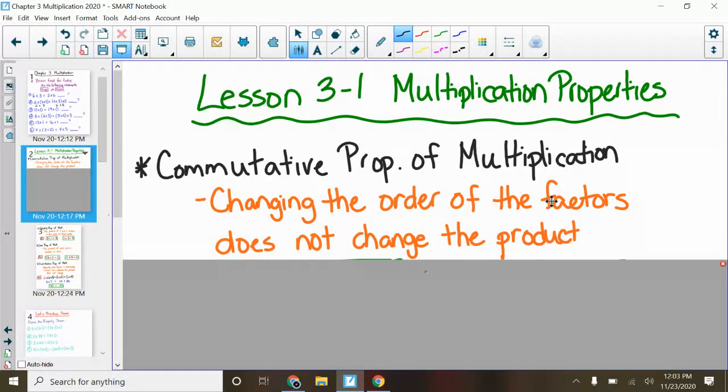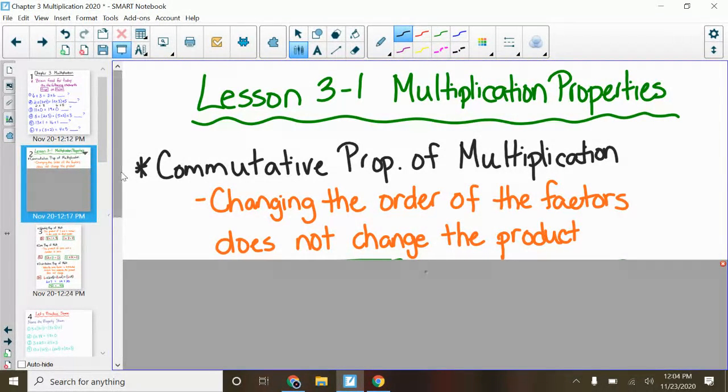Now, what you have to remember is that a factor is a number that I use to multiply together. They're the numbers inside of a multiplication problem. We call those the factors. If this was an addition problem, the numbers inside an addition problem are called the add-ins. But in a multiplication problem, the numbers that I use to multiply are called factors. So I can take these factors and change the order of them, and the end result is that it would not change the product. The product is the answer to the multiplication problem.